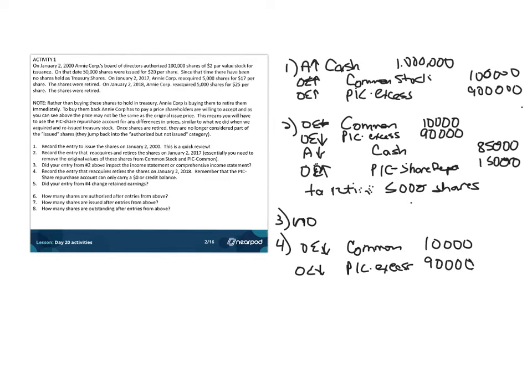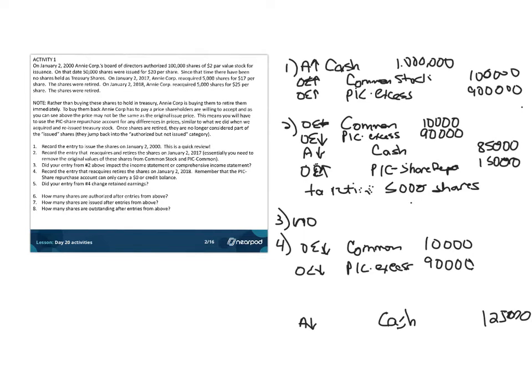Here we are going to have to pay $125,000, which is $25 times the 5,000 shares. So my cash has to go down by $125,000. That journal entry doesn't balance. I have $100,000 on the debit side. I have $125,000 on the credit side.